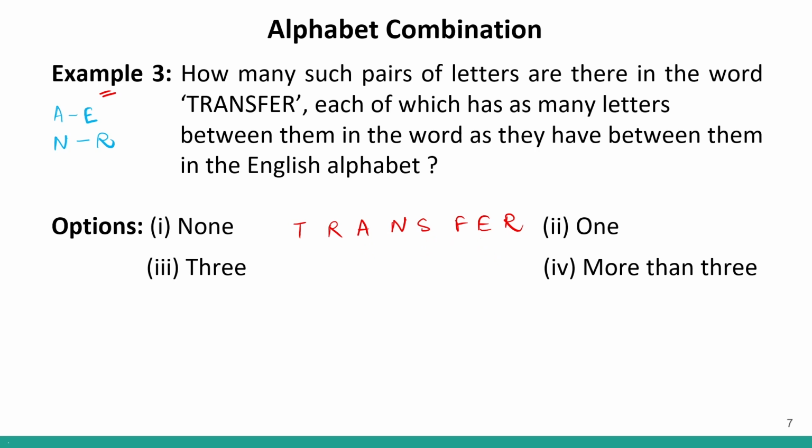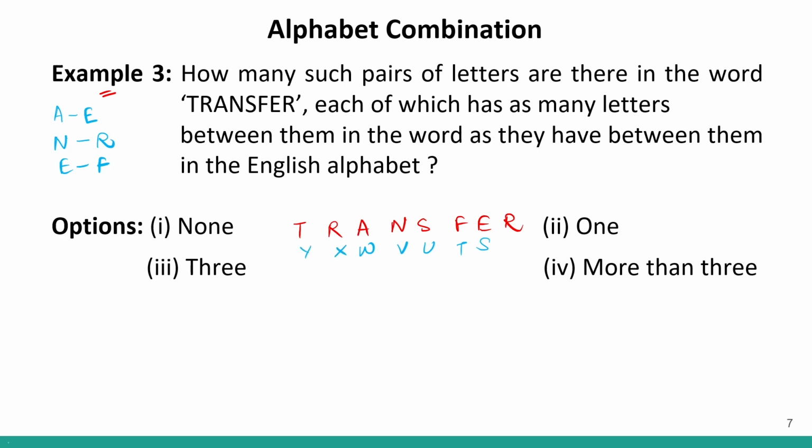After E, we have F. Correct? After E, we have F, G, H, I, J, K. Is there any common letter? Yes. F is common. So, the next combination will be E, F. Similarly, F will come over here, but this is not common. Now, lastly, we will move to R. After R, we have S, T, U, V, W, X, Y. So, over here, after R, we do not have anything common.